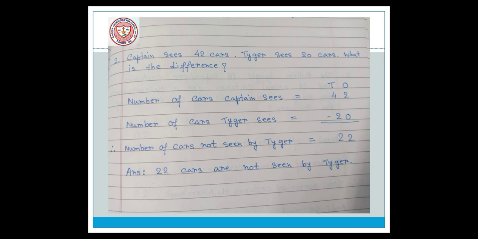Number 2. Captain sees 42 cars. Tiger sees 20 cars. What is the difference? Number of cars captain sees 42. Number of cars tiger sees 20. 42 minus 20 is equal to 22. Therefore, number of cars not seen by tiger 22, and the answer is 22 cars are not seen by tiger.